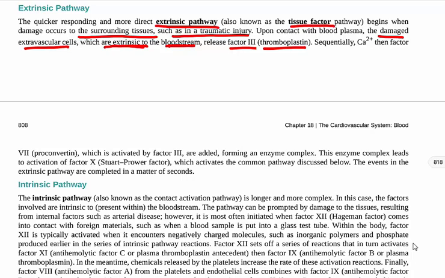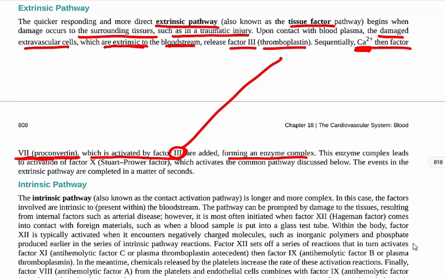This then is going to activate proconvertin. So it's going to activate calcium, then factor 7 proconvertin, which is activated by factor 3, right? So factor 3 is thromboplastin. It's going to activate calcium, then proconvertin, and then that's going to form an enzyme complex. Okay, so we have our number 3, thromboplastin, is released by the cells that are damaged, and then it's going to activate calcium and proconvertin, and then those 3 are going to form an enzyme complex.